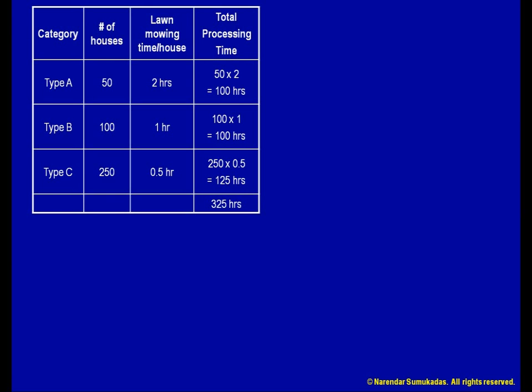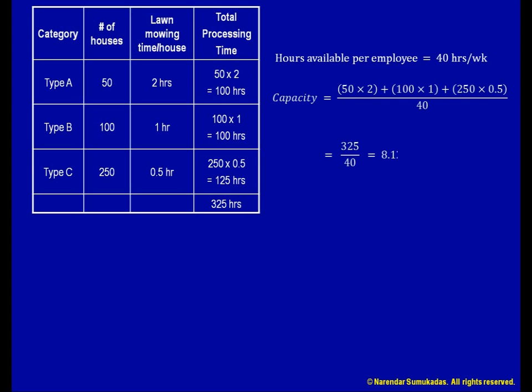Next, I need to figure out the capacity of my resources. Let me start with my employees. Each employee has a capacity of 40 labor hours per week. Therefore, to get 325 hours of processing time, I will need 8.125 employees. Well, 8 employees I can get, but where do I find an eighth of an employee?